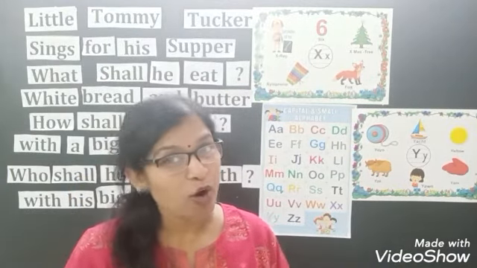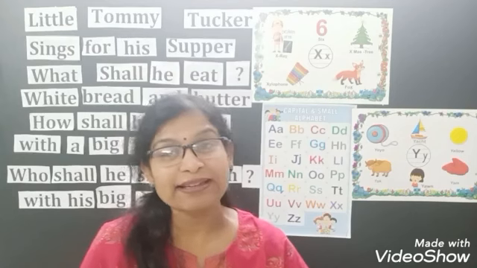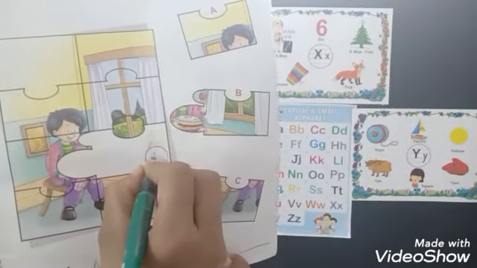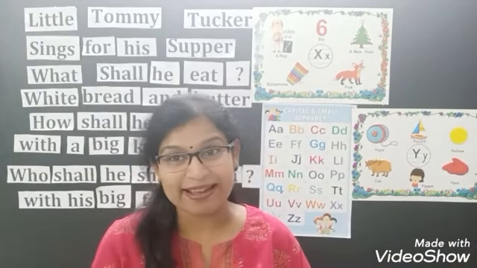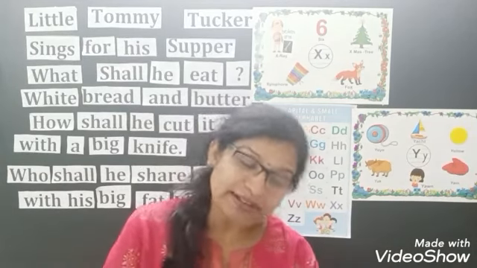Okay. Now what we have to do? To do this activity, we have to write B here. Standing line, one turn, two turn. Okay, it's such an easy activity, children. Yes, do this activity today.